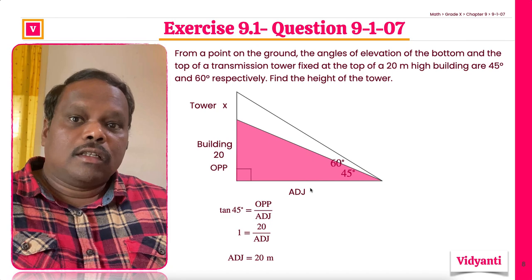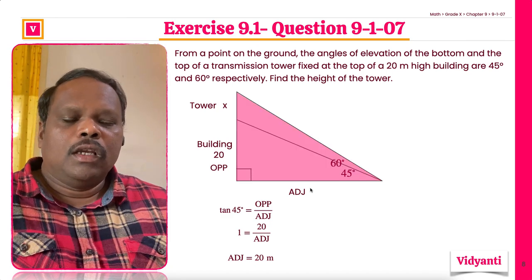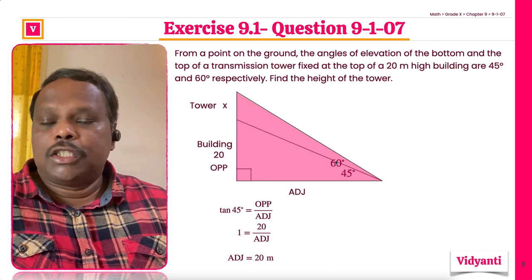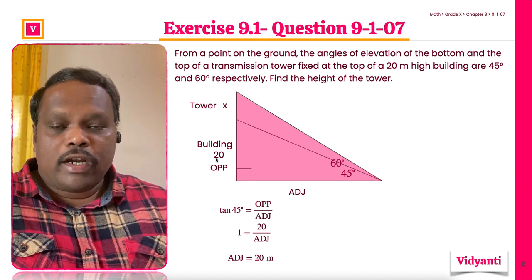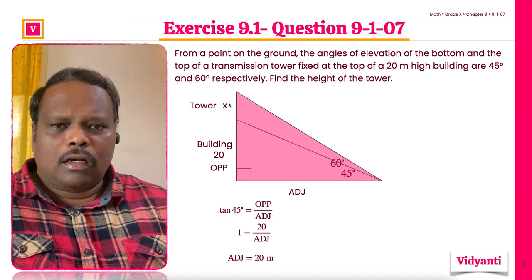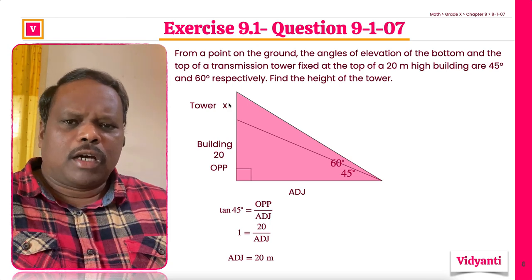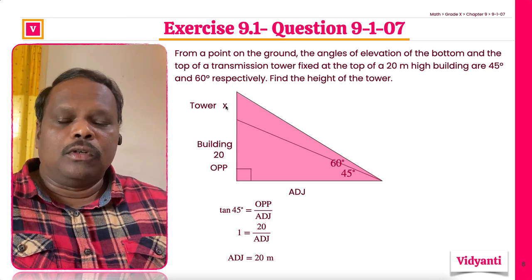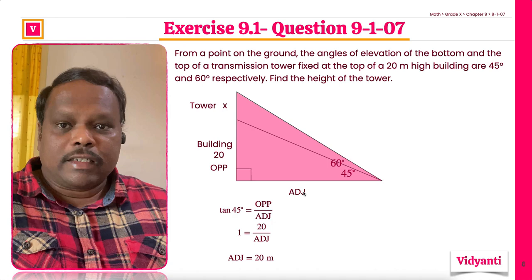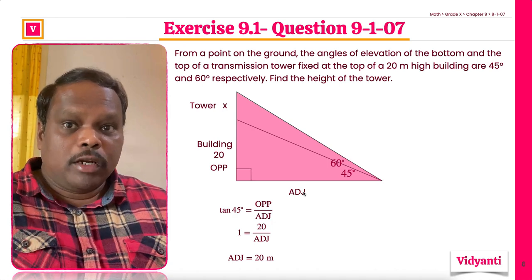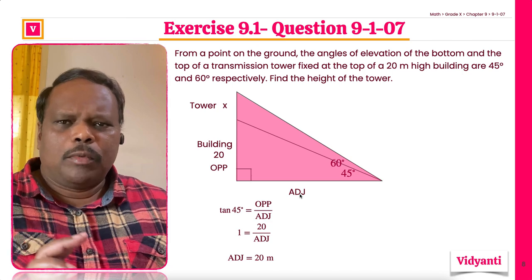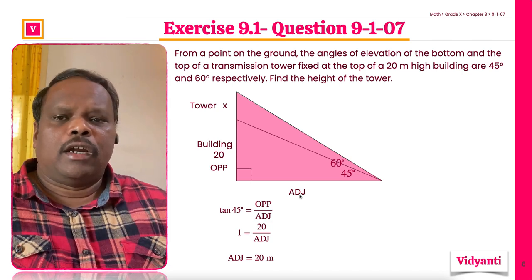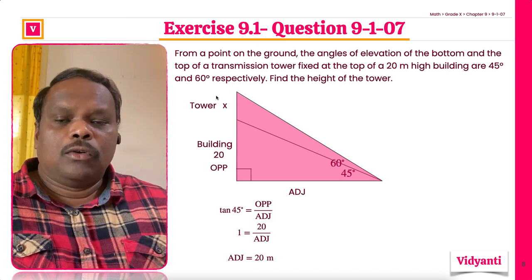Now we will consider the bigger triangle. And in this bigger triangle, now the angle changes to 60 degrees. Now the opposite is this complete length, which is 20 plus x, which is partially known, partially unknown because x is still unknown. And the adjacent, which was unknown in the previous part, but now we have actually found it out. So that's known.